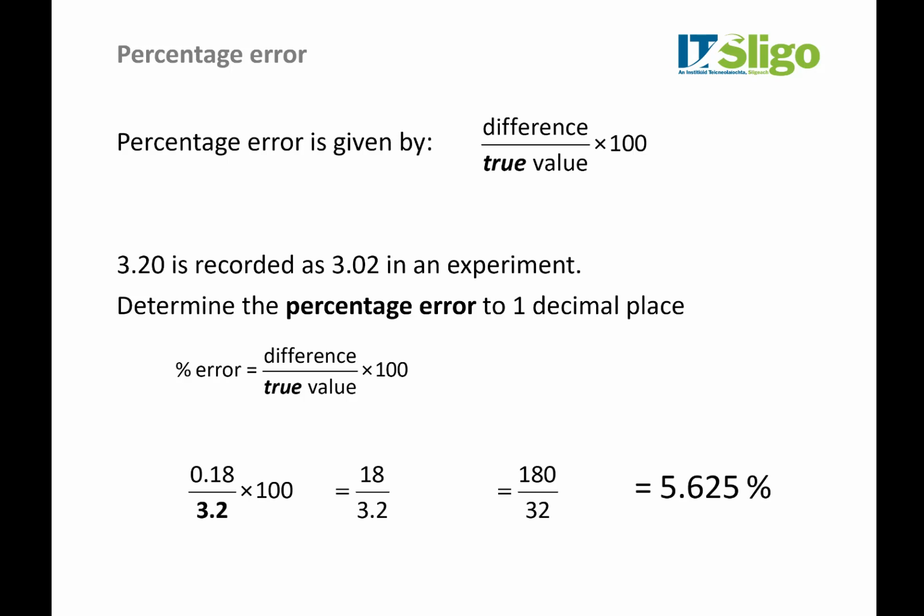Oh, finally it says determine the percentage error to 1 decimal place. So here's our 1 decimal place. We look at the next value. So to 1 decimal place, that's our correct answer there, 5.6%. So usually percentage error to 1 decimal place is adequate, but you need to have at least 2 decimal places in order to define that decimal place correctly. I hope that made sense.